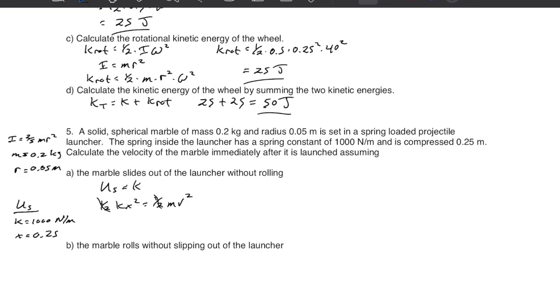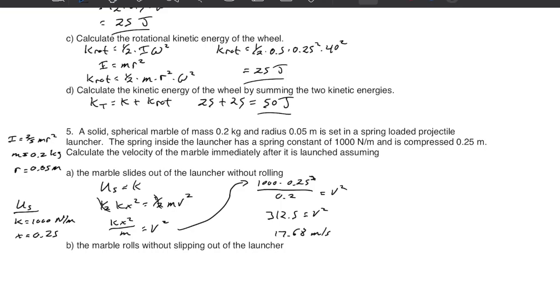Now's a good time to put numbers in. 1,000 times 0.25 squared, because k times x squared, divided by the mass 0.2, is equal to v squared. Put that in my calculator. I got 312.5 is equal to v squared. Taking the square root of that, I don't want to know v squared, I want to know v. Square root is 17.68 meters per second, my units for translational velocity.